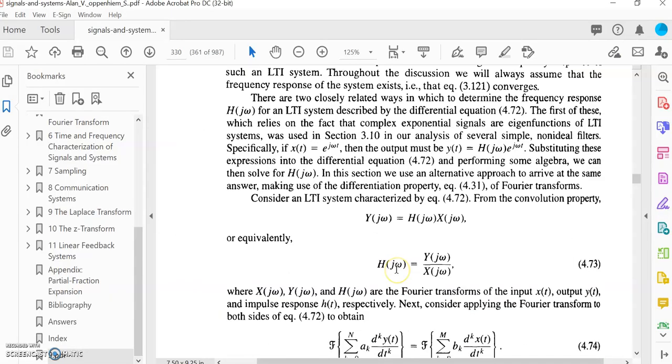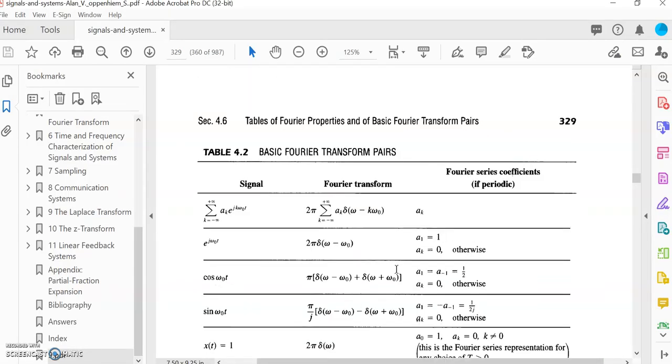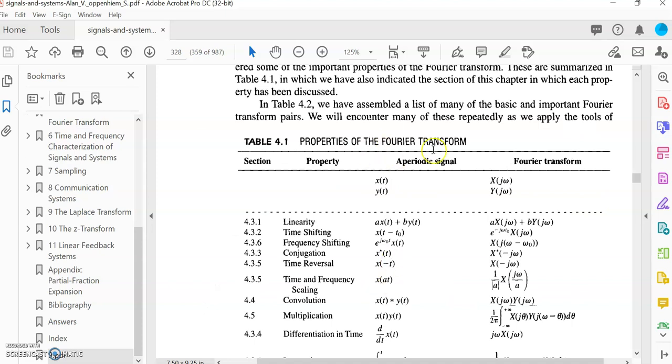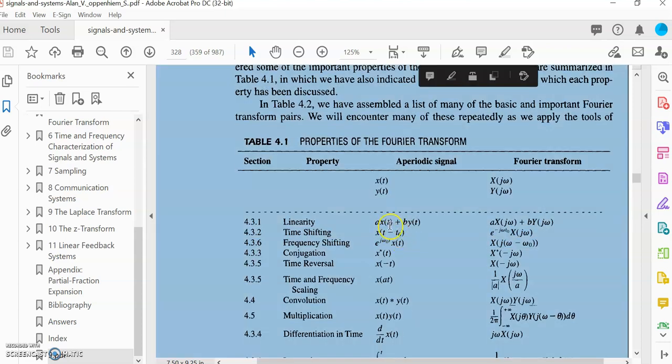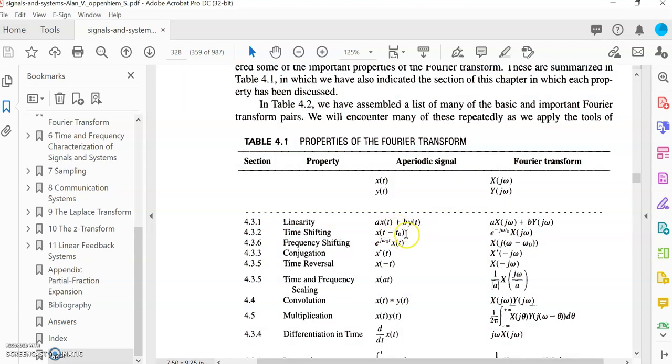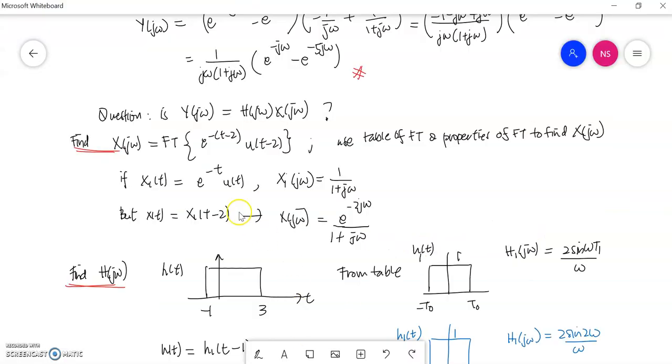So if you look back at your textbook, there is a table for Fourier transform properties, and look at the time shifting here. If you have a time shift of t naught, minus t naught, then you just need to multiply with e to the minus j omega t naught with the X(j omega) of this x of t here. So with that, we can find our X(j omega).